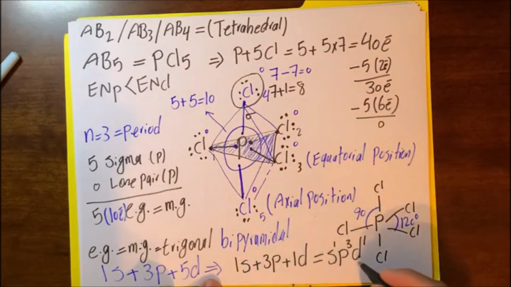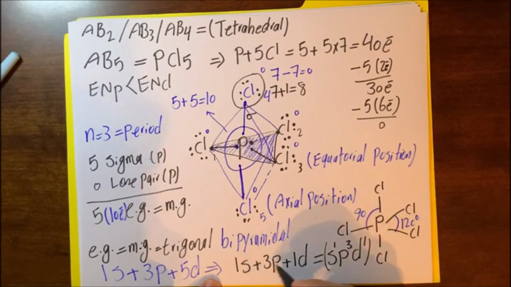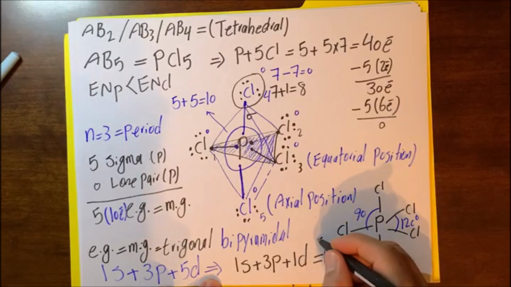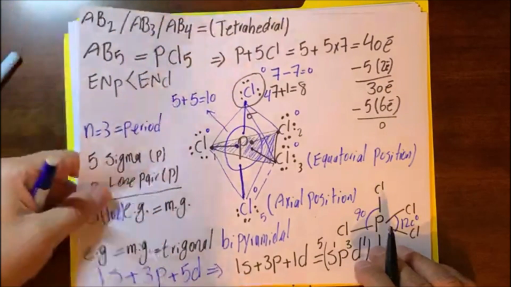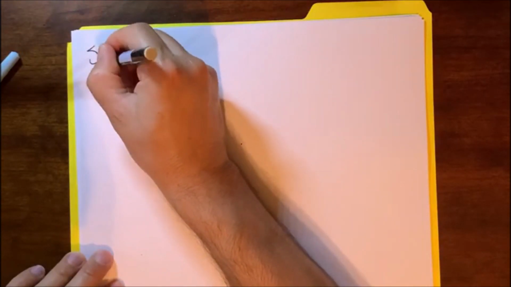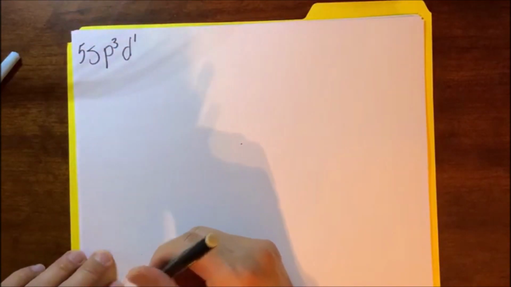How many hybrid orbitals did we make? We made 1, 3, 1, so 5. So we made 5 sp3d1 orbitals. I said the hybridization is going to be sp3d1, and we made 5 of these orbitals.